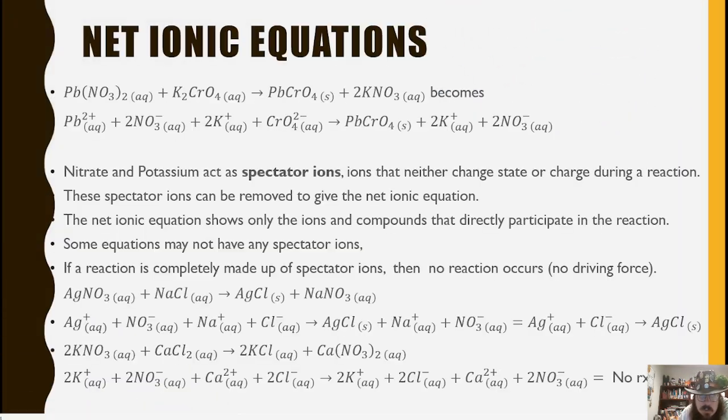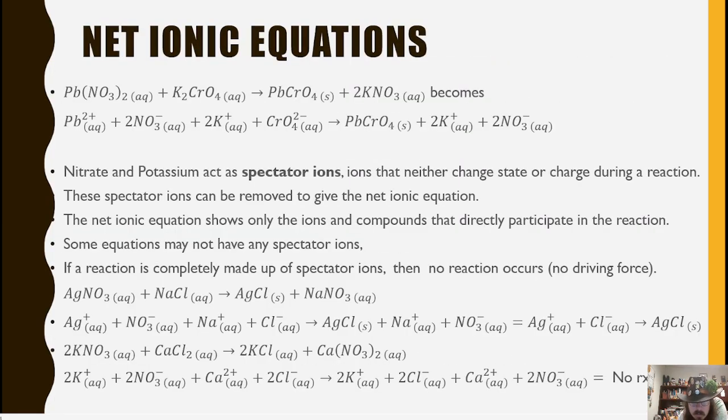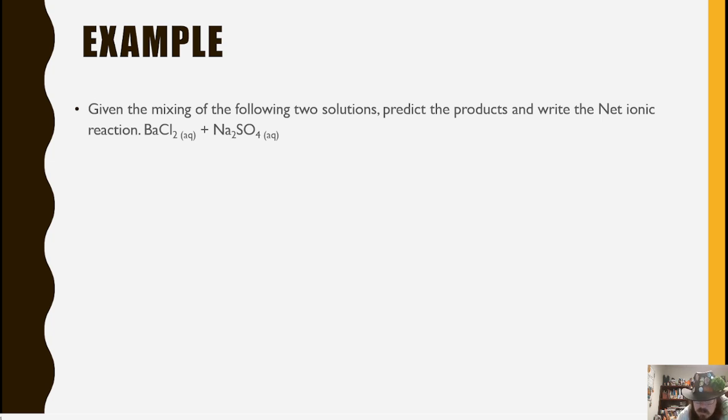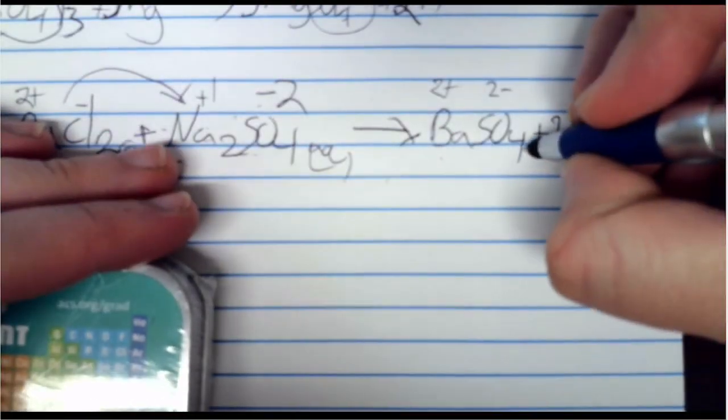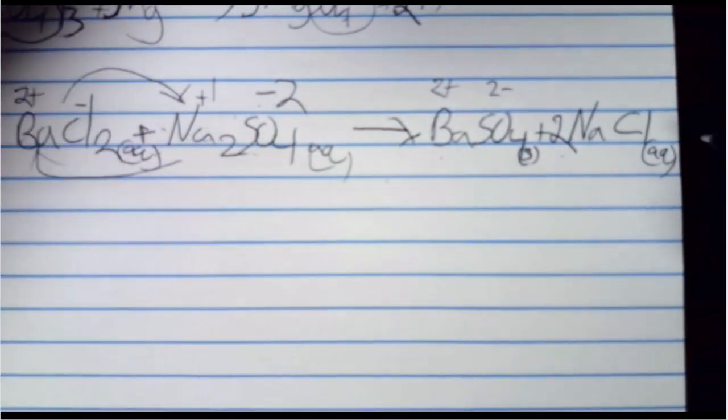So real quick, I'm going to jump back. Let's look at barium sulfate. Barium sulfate is insoluble. Sodium chloride is soluble. So, what does that mean? Solid. Aqueous. I don't expect you to memorize those, but we go to the next step.